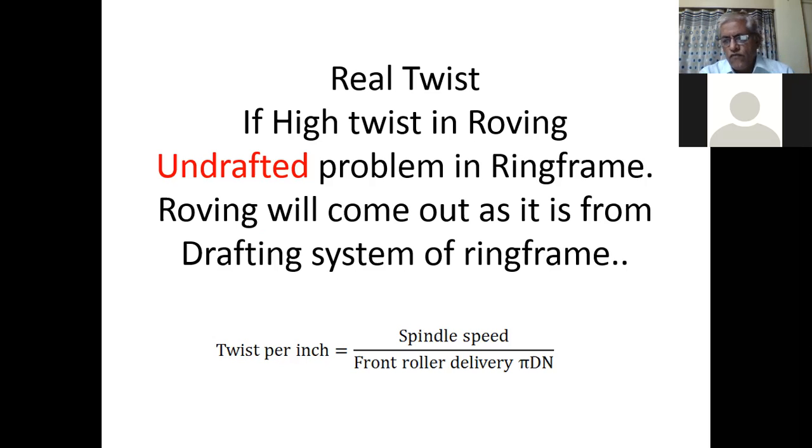And when this bobbin fills up, it is taken out after doffing and then taken to the ring frame and fed on the ring frame so that yarn formation takes place. So if the twist is protective twist, it means the twist which is just sufficient to protect the roving, so that easy transportation can be there.